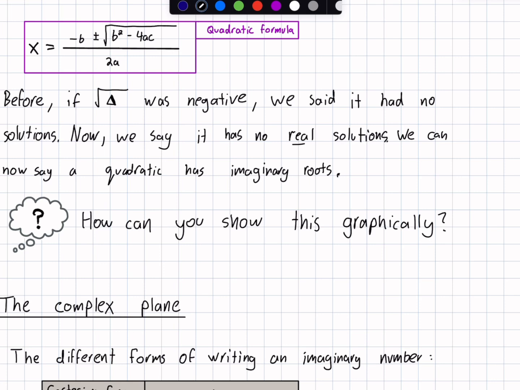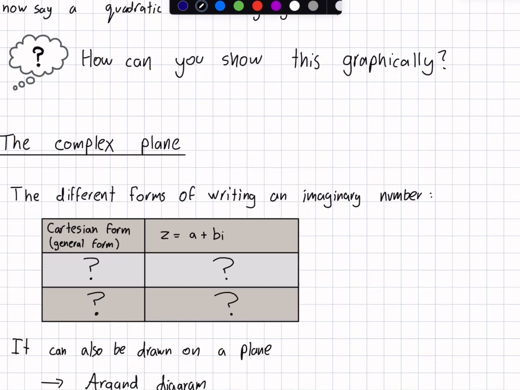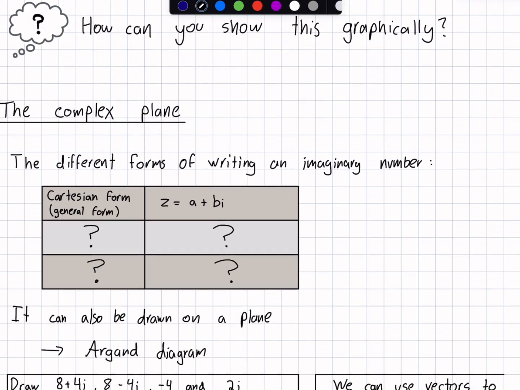Now, you may be wondering, you can show x and y on a graph, but how can you show imaginary numbers on a graph? Can you do this? And the answer is yes, on a complex plane, which is very different from the Cartesian plane, which you may be used to seeing. Here, you'll be able to see how our general form is used to display complex numbers on the complex plane.